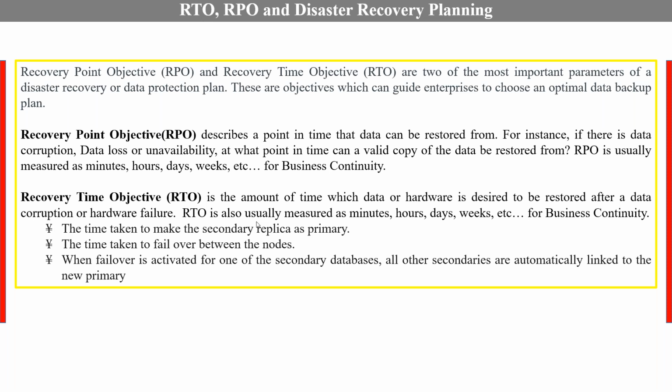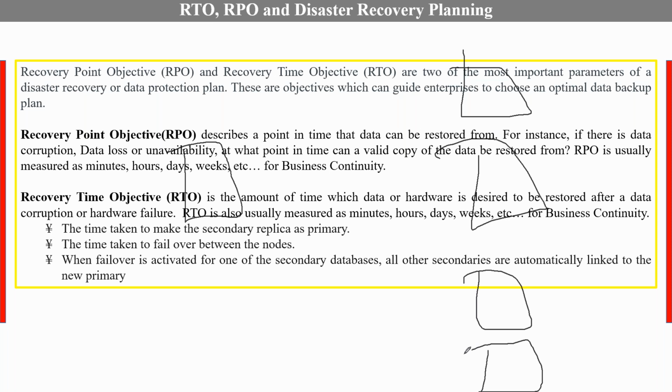One more point: when a failover is activated from one of the secondary databases, all other secondaries are automatically linked to the new primary. What do you mean by that, sir? When you go for Always On, this is your primary and these are all your secondaries. Assume your primary is running fine, everything. Suddenly something happened and your primary becomes secondary and your secondary becomes primary. The remaining three along with this one, how soon they will sync to this primary, that is also very important, sir.